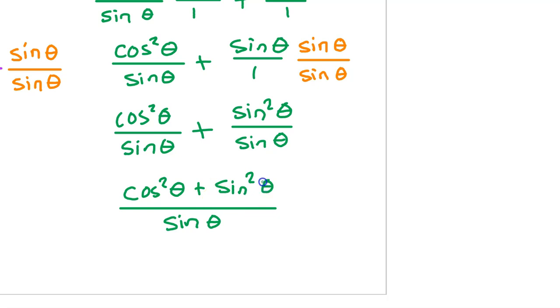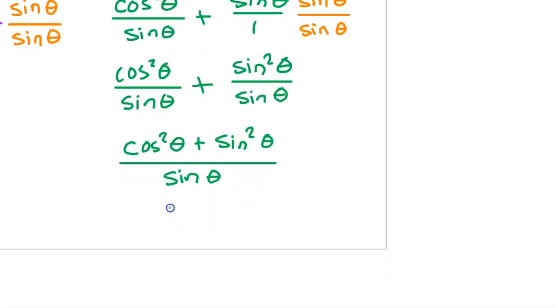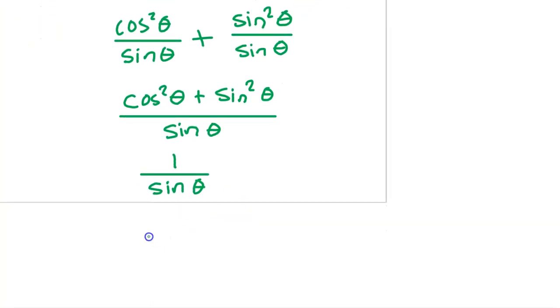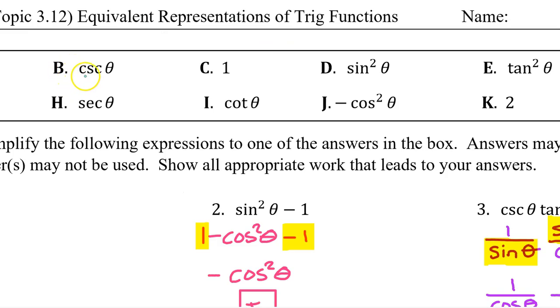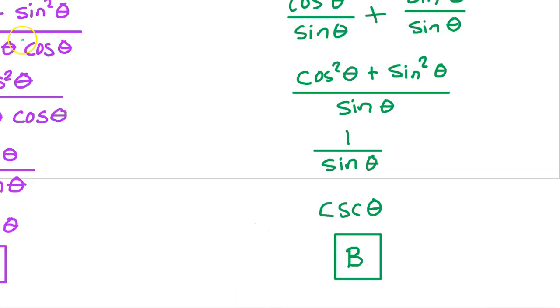What do you notice? The Pythagorean identity tells us that cosine squared theta plus sine squared theta is 1. So this will become 1 over sine theta. And 1 over sine theta is cosecant theta. So the answer is B.